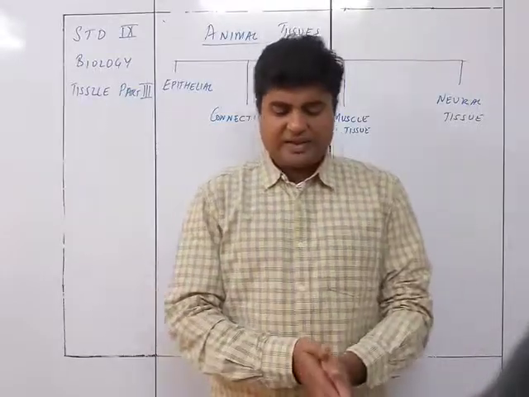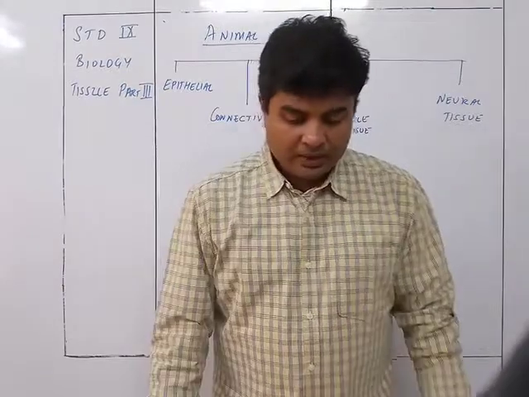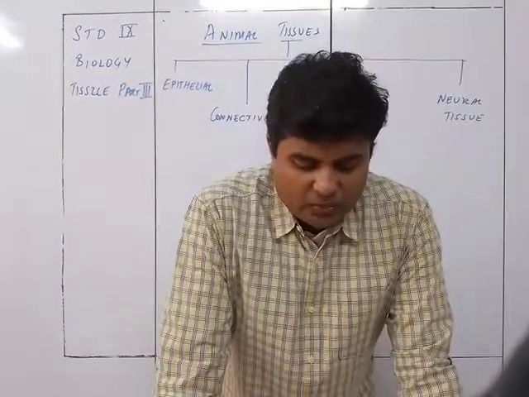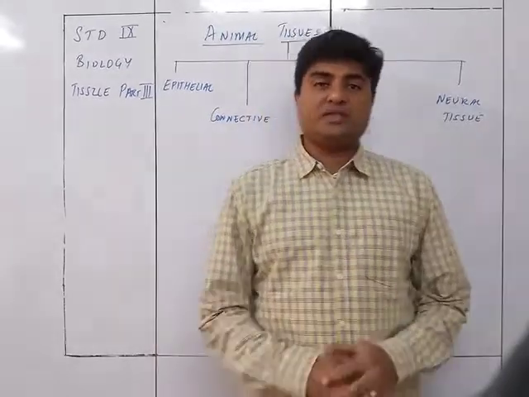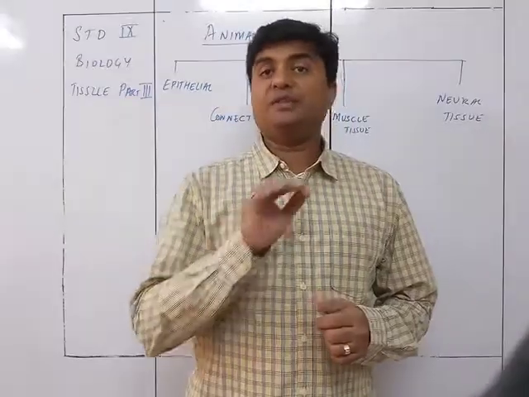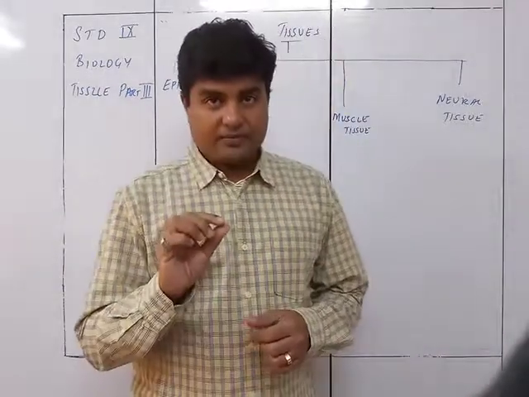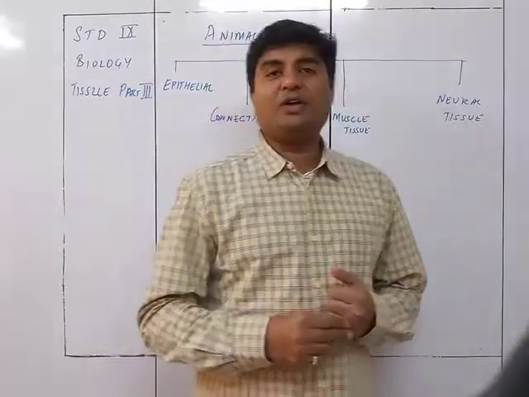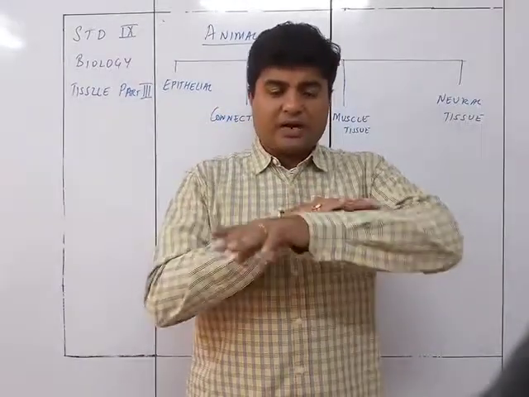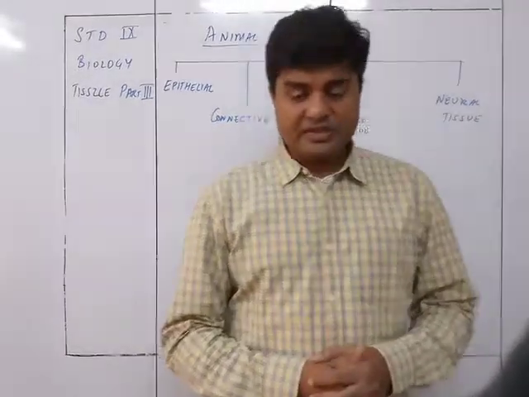We first see the epithelial tissue. So epithelial tissue is a thin, protective, continuous sheet of cells. So it is first of all thin. Second thing, it is protective. Okay, it is the one which protects. So that's a protective continuous sheet. So there is no gap in between. It's a continuous sheet like the skin. So it's a continuous sheet of cells.